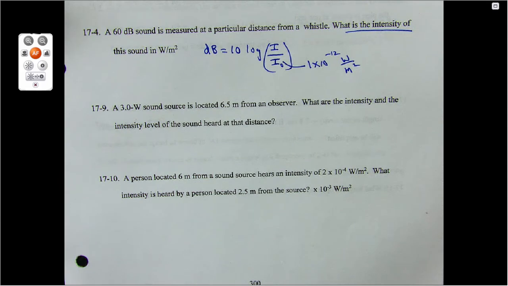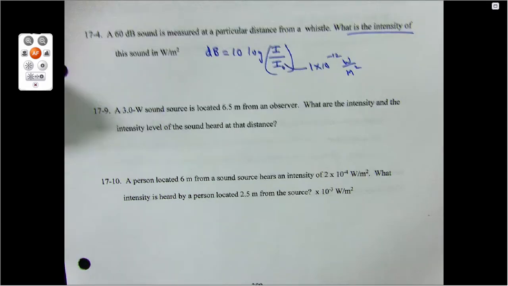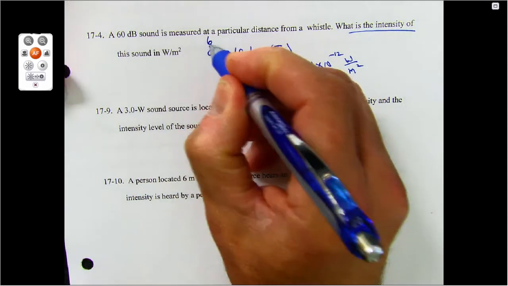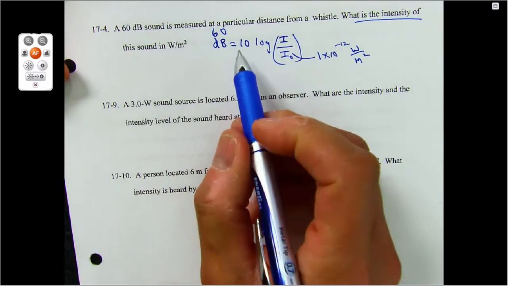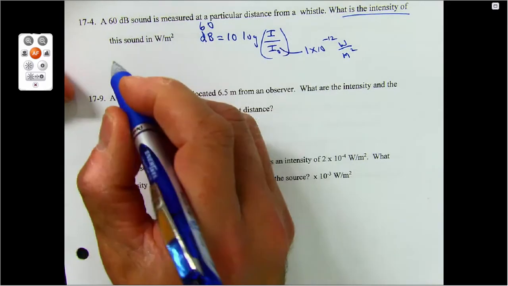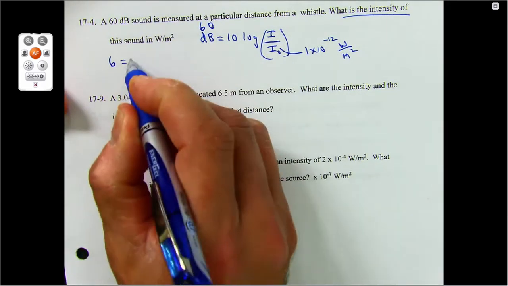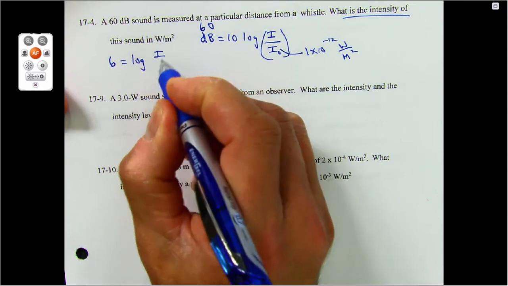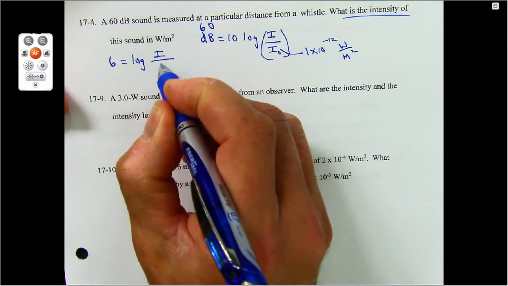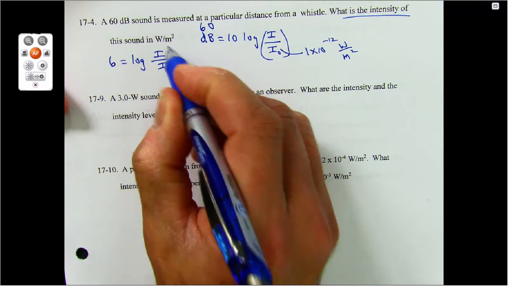Okay, so if we have a 60 decibel sound here, then this right here is 60. If we divide both sides by 10, we're going to have 6 is equal to the log of I over I sub O. Let's leave it like that for now.